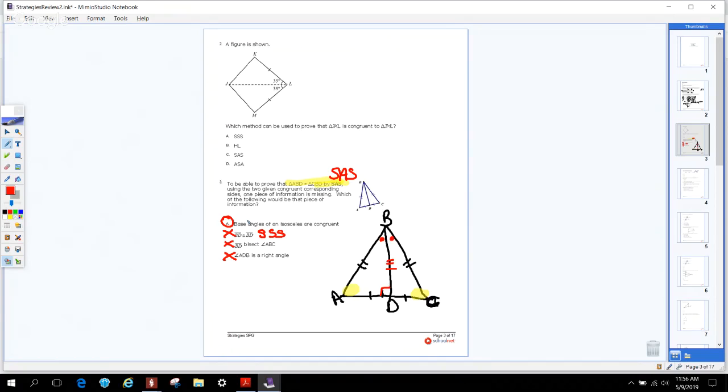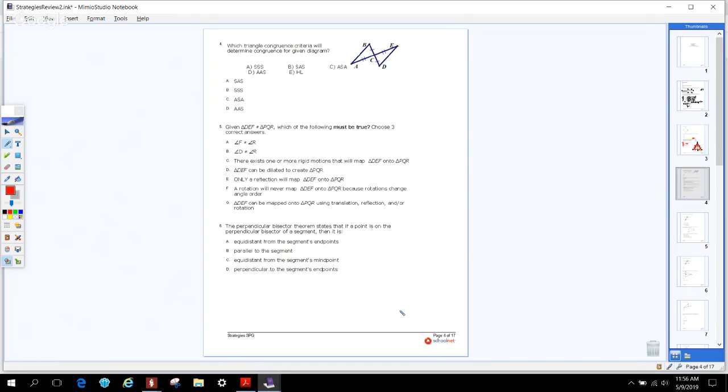So the answer is A, and it's A because if we look at just the big triangle here, we know that because these sides match up, the opposite angles are congruent. That's the definition of an isosceles triangle.